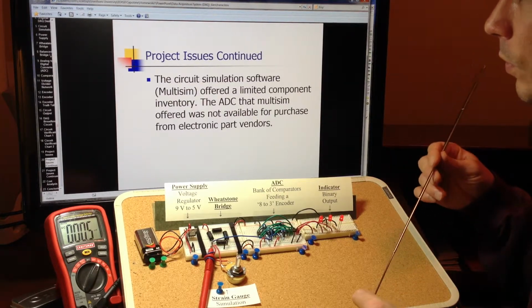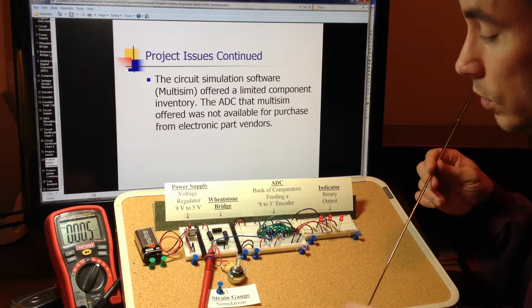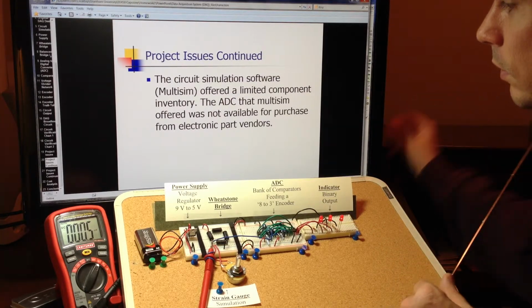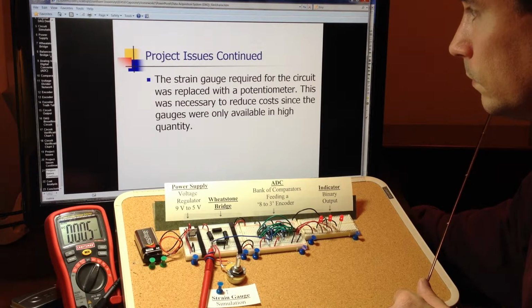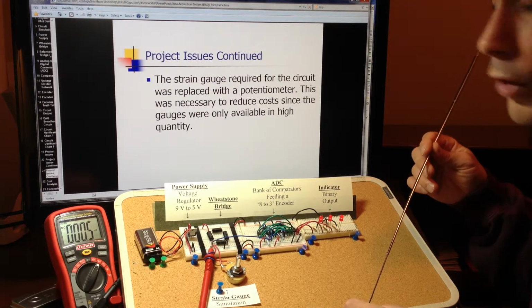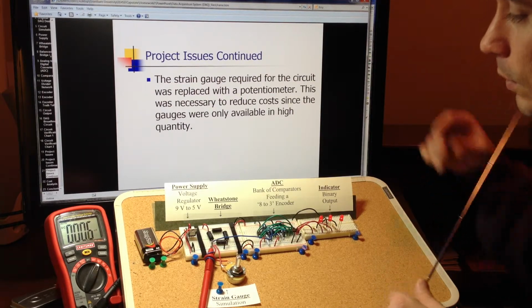Another issue I ran into, which I had mentioned earlier, was I could not find an ADC from the vendor, so I had to use comparators and an encoder in place of the ADC. And the other issue was the strain gauges were just too expensive for the project, so I used a potentiometer in place.